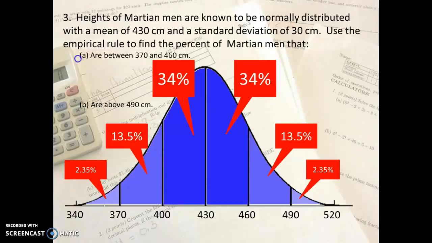So those percentages that I'm telling you right here, the red boxes, you got to memorize those. Put those numbers down, scribble them down, whatever. That's the empirical rule. The numbers on the bottom, that's on you to solve using the given problem.